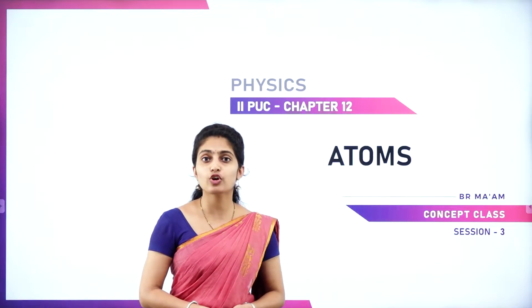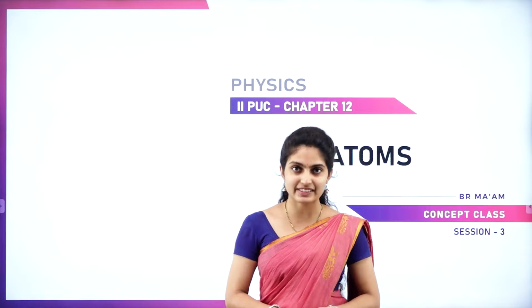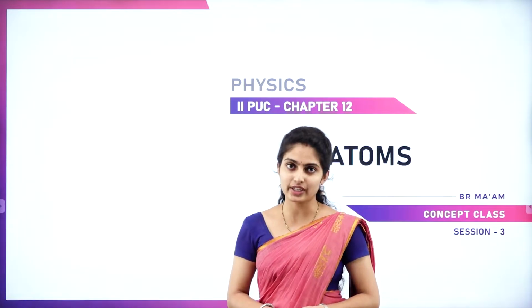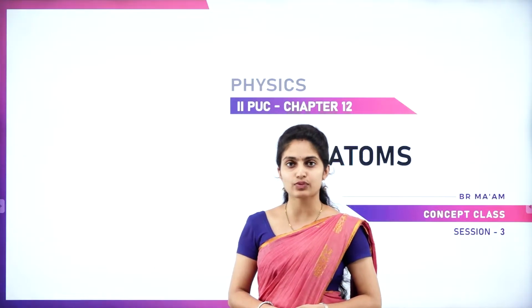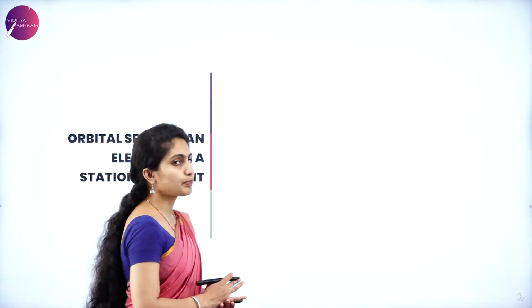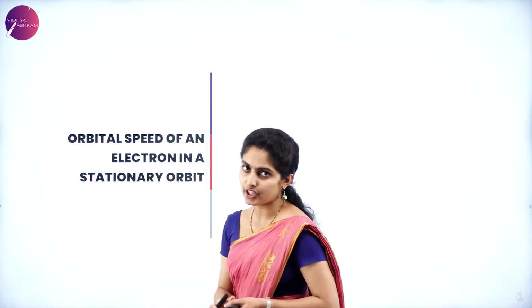Either of the three, that is one derivation which was done in the previous session, as well as the rest two derivations which are being done today. So all these three derivations, either of the three will be asked for the exam, and it is for 5 marks. So, going on to the orbital speed of an electron in a stationary orbit.